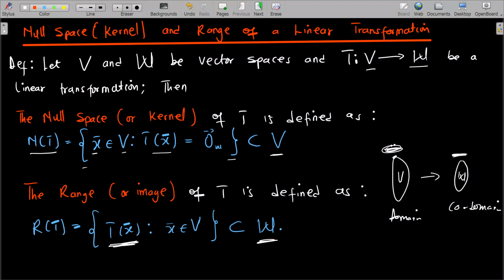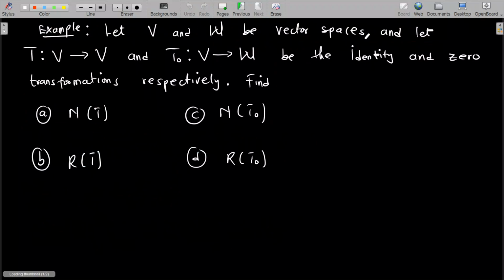All right, let's pick some general examples of these linear transformations and find their kernel, or their null space, and the range. Okay, so let V and W be vector spaces, and let T be such that V maps to V. So you take an element in V, map to the same V, and it will give you an element back in V. All right, and let I and 0 be defined as V maps to W, the identity and 0 transformations respectively.